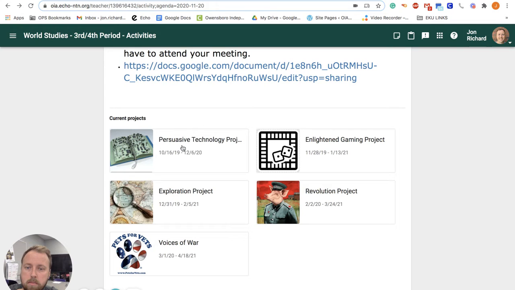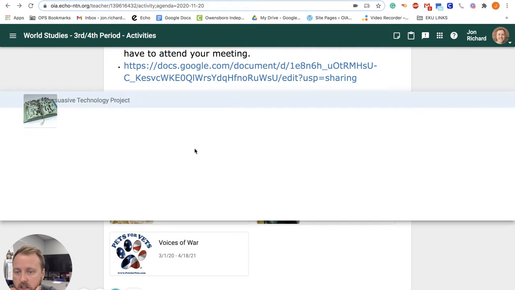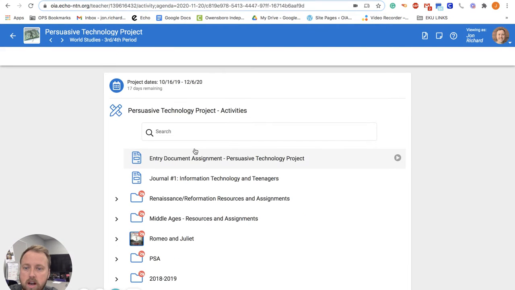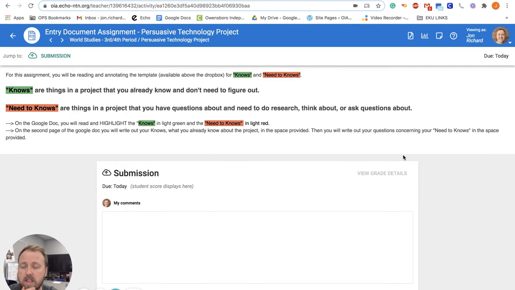It doesn't matter. But the Persuasive Technology project, if you click on that, you should just see a couple of things in there. And that first one is the entry document assignment. We have done these multiple times now in this class. I am counting this as a knowledge and thinking grade. So it is very important that you get this done. This is not just a small little agency grade. This is a knowledge and thinking grade.